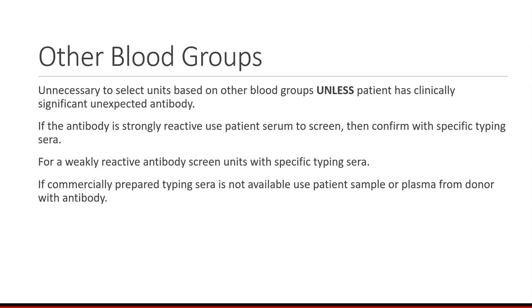For a weakly reactive antibody where a patient's serum may miss a heterozygous cell, screen the units with the specific typing serum. If commercially prepared typing serum is not available, use the patient's sample, or if you have this available, plasma from a donor with that same antibody. A lot of donor collection facilities will save units of plasma that have antibodies because they can't give it to patients, because we don't know whether the patient we're giving it to has that antigen or not, but they will store it frozen.